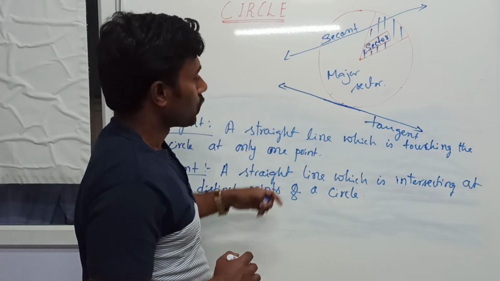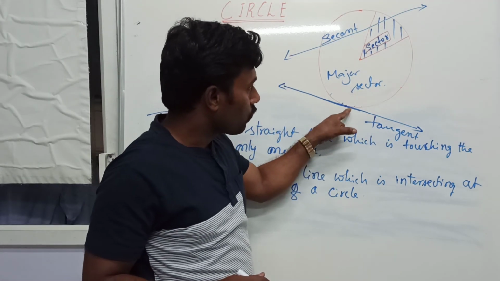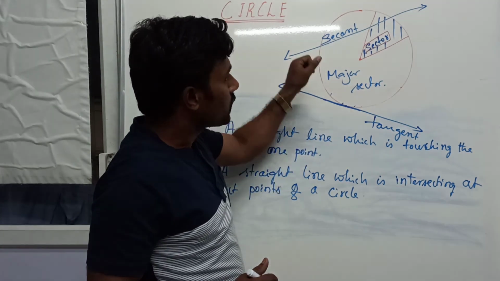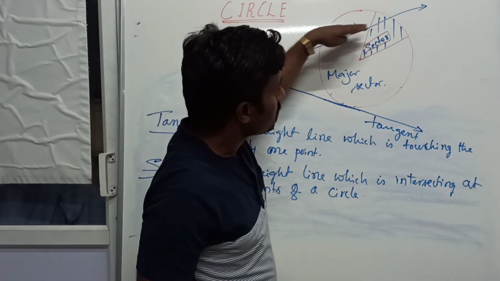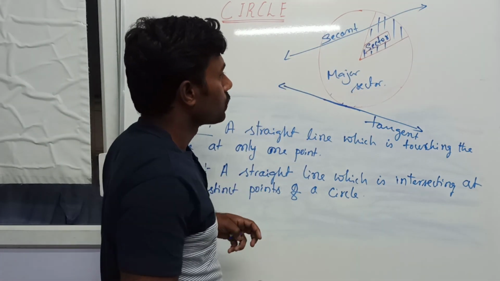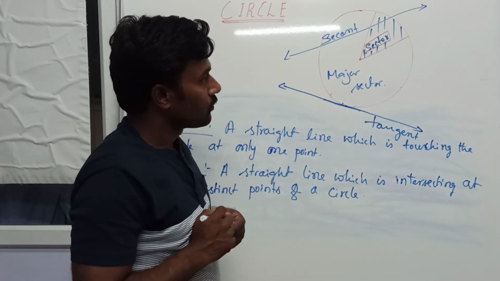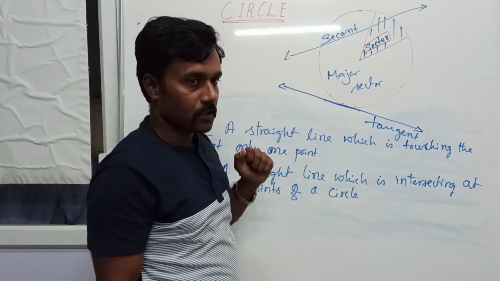Here this is a tangent, which touches the circle at only one point, and the secant intersects at two distinct points, passing through the circle. This is a secant, and this is a tangent. This is how we can understand the parts of the circle.